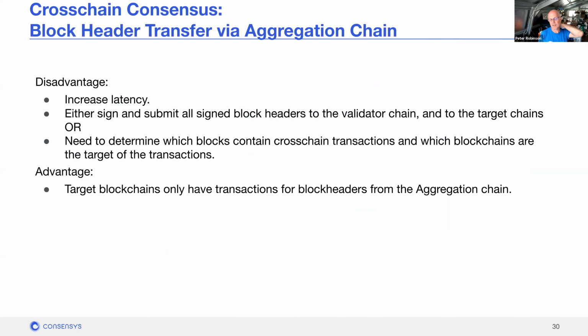However, this has obviously got the issue that you're starting to increase the latency, and you're again going to have to be transferring all the block headers to that aggregation chain. Unless you want to try and work out which of the blocks should be transferred, which might become complex application logic. But I guess the big point is that you're only transferring to the aggregation chain, and you're only having blocks or transactions from the aggregation chain to the destination chain for registering the blocks.